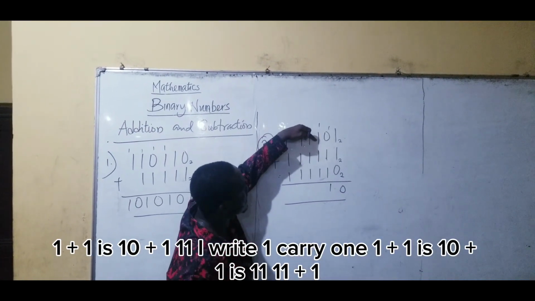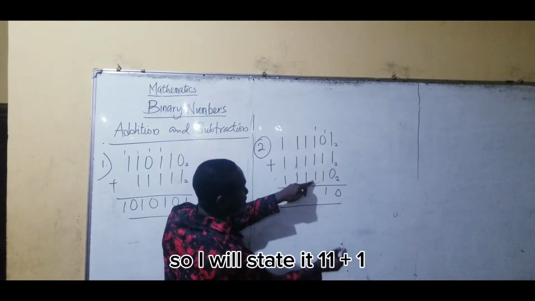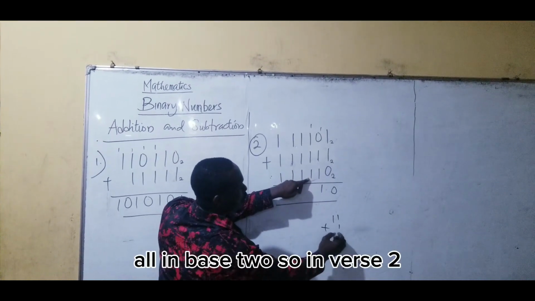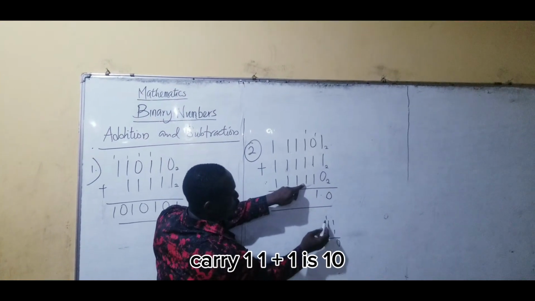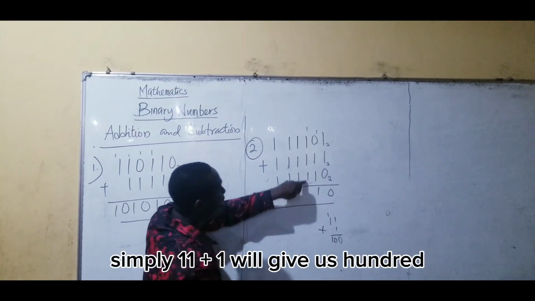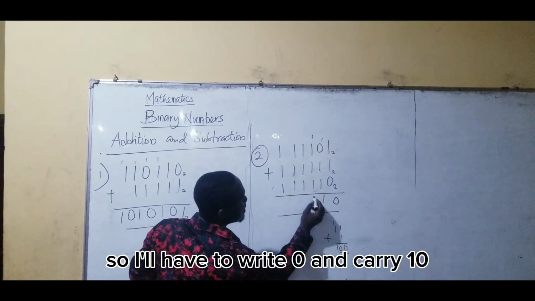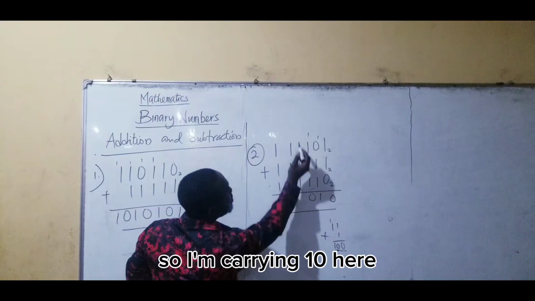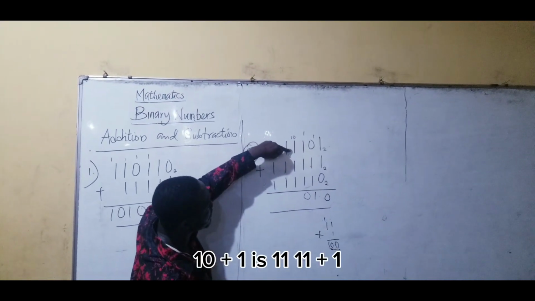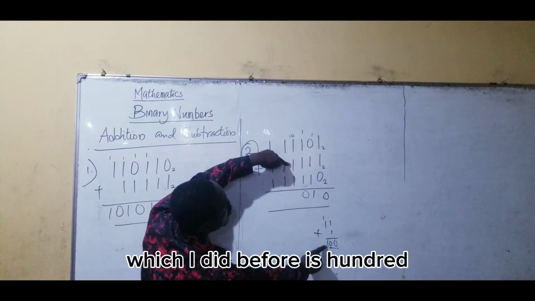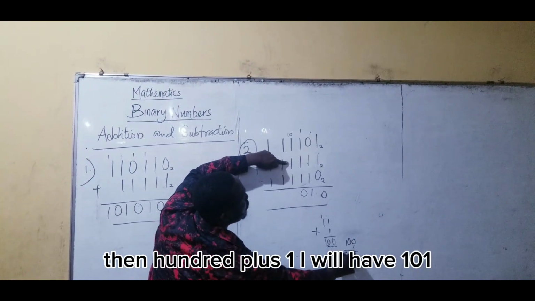1 plus 1 is 10, plus 1 is 11. 11 plus 1, so I will state it. 11 plus 1, all in base 2. So in base 2, 1 plus 1 is 10, I will write 0, carry 1. Simply, 11 plus 1 will give us 100. So I will have to write 0 and carry 10. So I'm carrying 10 here. 10 plus 1 is 11. 11 plus 1, which I did before, is 100. Then 100 plus 1, I will have 101.